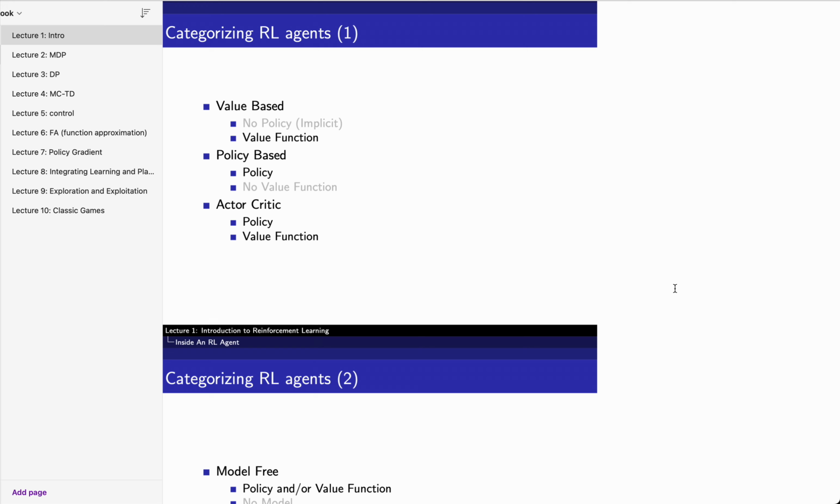Actor-critic would be just a combination of both. I don't remember which guides which, but I think the policy will be guiding the value. The policy functions will be used to update the value function.